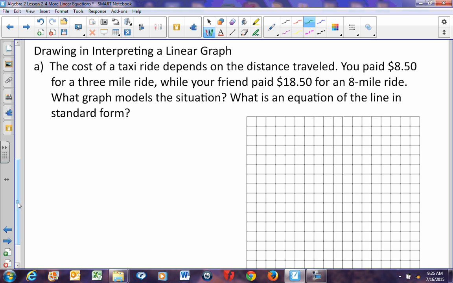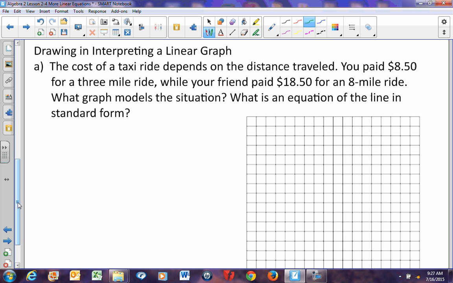Let's say we need to take a real-world situation and be able to draw a graph from it and interpret that graph. The cost of a taxi ride depends on the distance traveled. The farther you travel, obviously, the more it's going to cost you. You paid $8.50 for a 3-mile ride, while your friend paid $18.50 for an 8-mile ride. What graph models the situation, and what is the equation for the line in standard form?